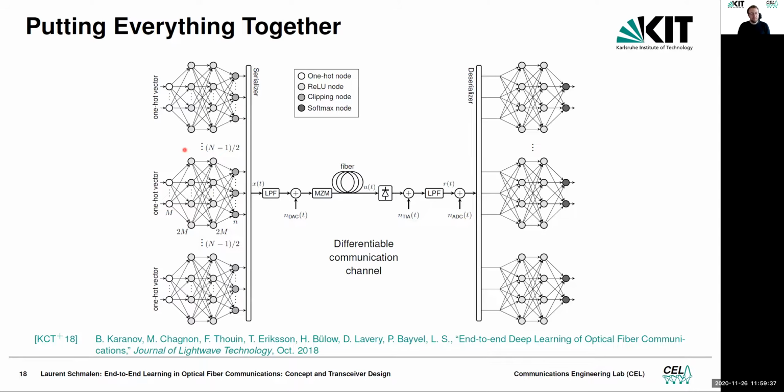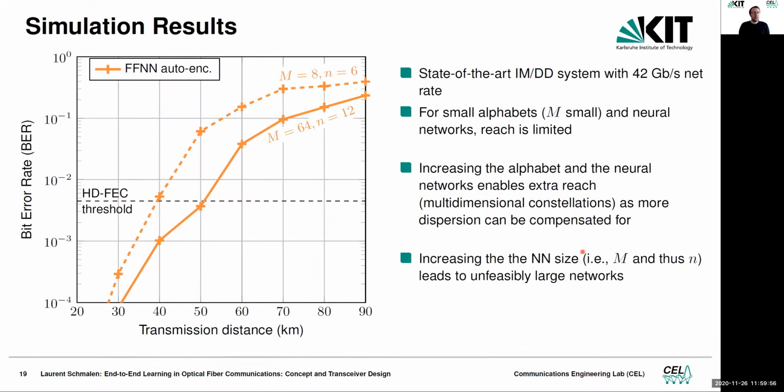This is how the whole system looks. We put those blocks of neural networks together. We serialize everything, transmit, deserialize, and then have the single blocks so that we can actually get our probability vectors and do the calculation of the symbol error rate. So this is what we get.